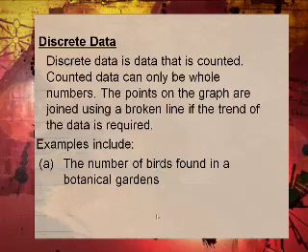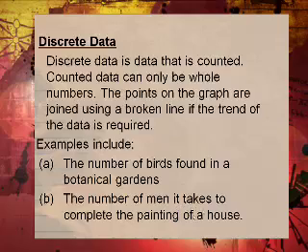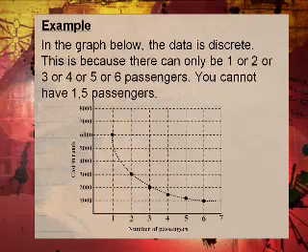Number of beds found in botanical gardens. Number of men it takes to complete the painting of a house. Number of men. I can't have half a man. So I must count the number of men as 1, 2, 3, 4. That is discrete data. Then, this is an example, like number of passengers. One passenger costs like 6,000, 2 passengers, and so on.